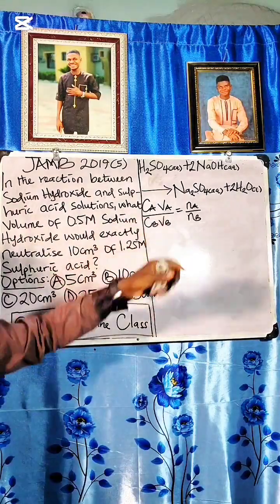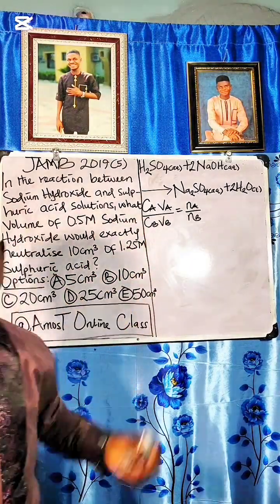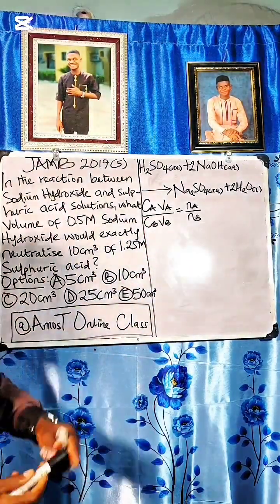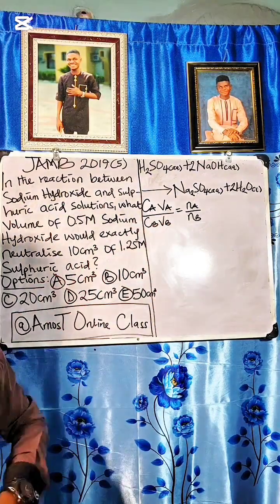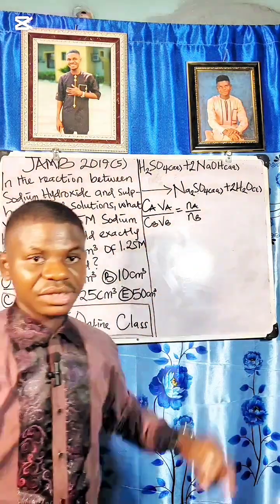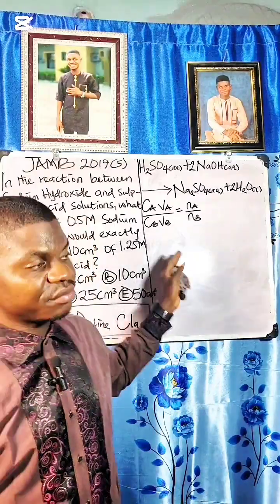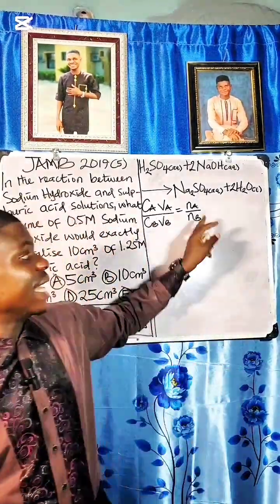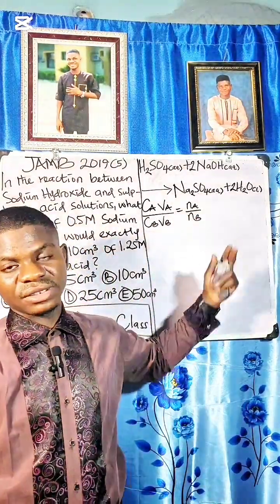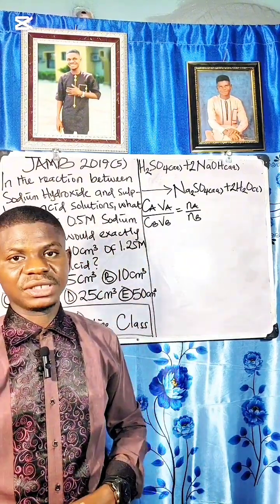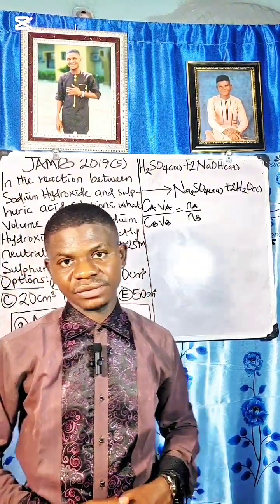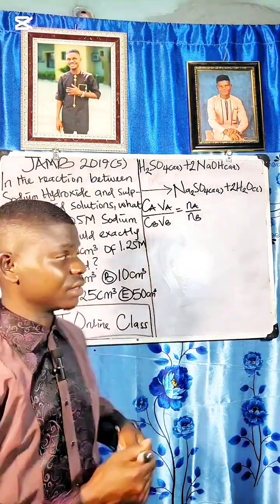Okay, so what then is CA? What then is VA? I'm going to explain. Now, CA is the concentration of acid, VA is the volume of acid, CB is the concentration of base, VB is the volume of base, and NA divided by NB is the ratio of acid to base. That is the mole ratio of acid to base. And I'm going to explain.